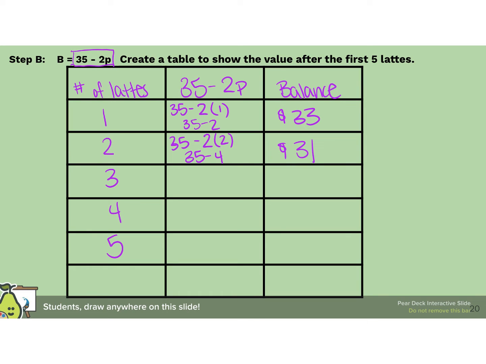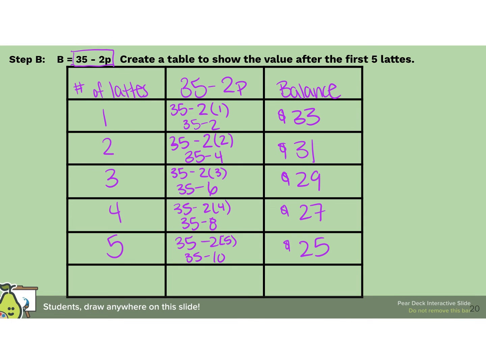Again, we're just subtracting by 2. I know it's easy to do in your head, but we're going to do the math because sometimes the numbers won't always be so easy. So now we have 35 minus 6. He's down to 29. Then we have 35 minus 2 times 4. That's 35 minus 8. That's $27 left. And then we have 35 minus 2 times 5, which is 10. So after 5 lattes, he will have $19 left on this gift card.